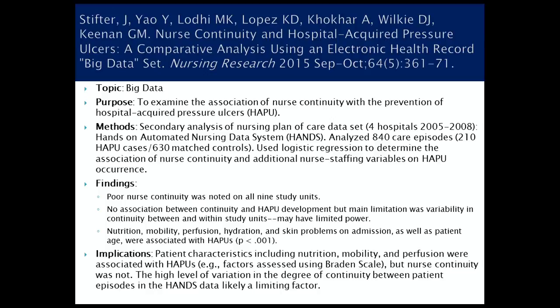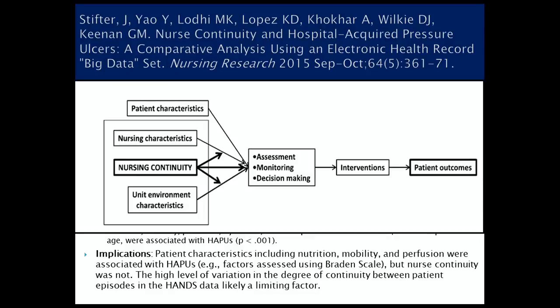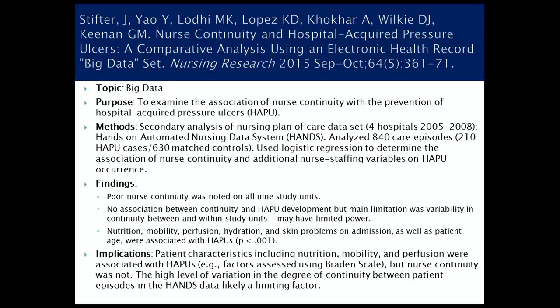So they looked retrospectively at 840 care episodes, and then they used logistic regression to look at whether nurse continuity was associated with fewer pressure ulcers. And so this was their model. So again, it's really Donabedian, like your structure. So nurse continuity would be part of the structure. The process is the assessment, the monitoring, the decision making, and any interventions you do. And then the patient outcomes in this case would be whether or not they developed a pressure ulcer.